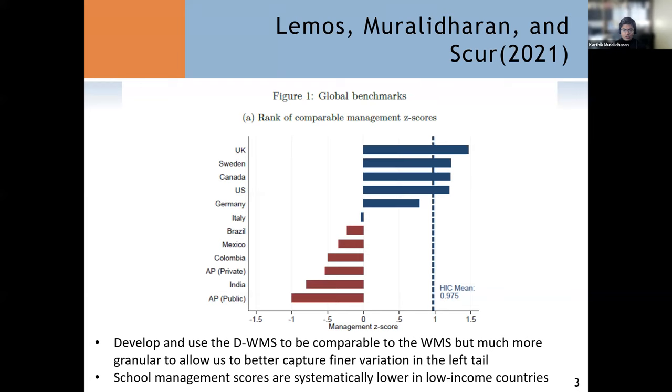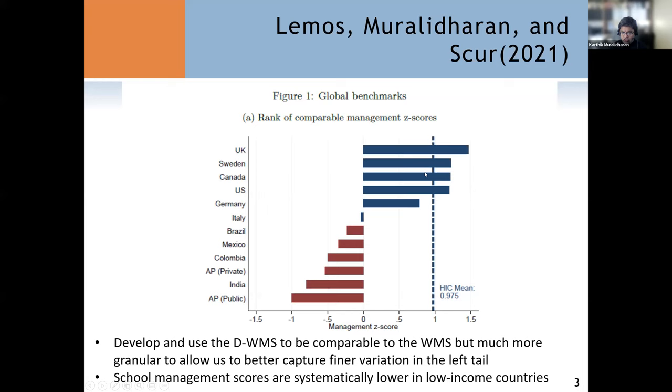But basically we administered that in a representative sample of rural public and primary schools in the Indian state of Andhra Pradesh. And what you see here is in this global scale, you've got high-income countries, right, OECD countries in blue, and you've got low and middle income countries in red, and you see how low this management score here is. Okay, so in government schools, which is AP Public, you're about 1 standard deviation below the sample mean, right? And then the high income country mean is close to 1 standard deviation, okay?